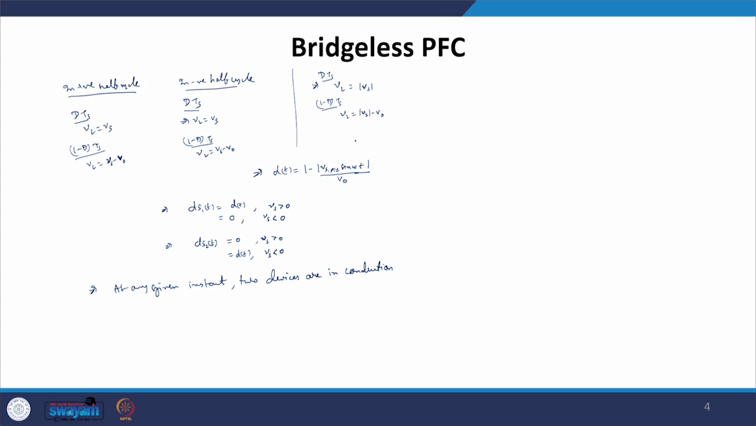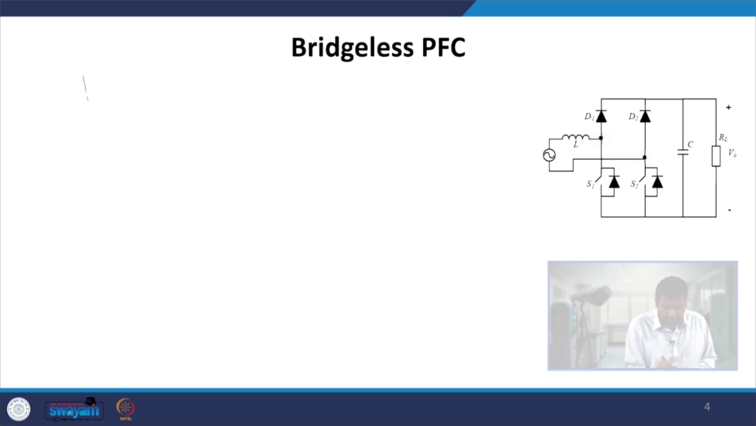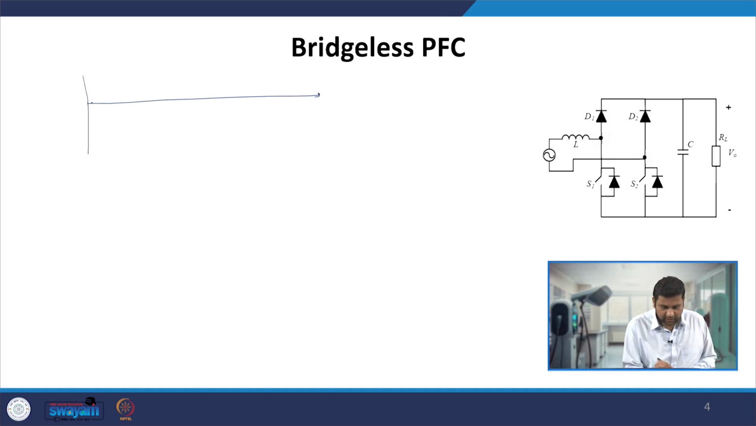So let us see how our D of T varies. If we try to draw, if my Vs is like this, let's say this is Vs, which has Vs peak, and this is T, and we have our V0 voltage, let's say greater than Vs peak. So this is our V0 voltage.